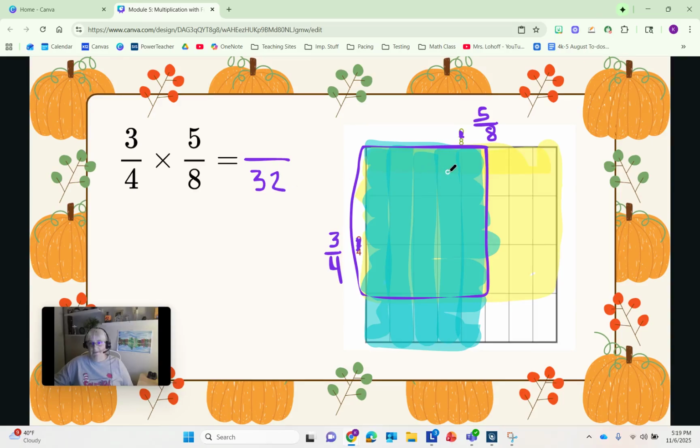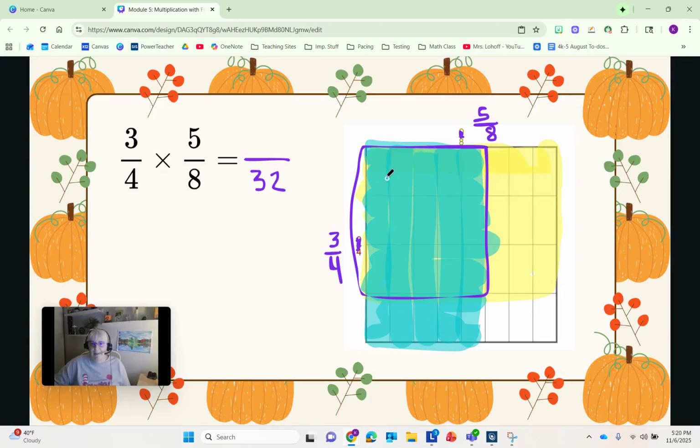1, 2, 3, 4, 5, 6, 7, 8, 9, 10, 11, 12, 13, 14, 15, 16, 17, 18, 19, 20, 21, 22, 23, 24, 25, 26, 27, 28, 29, 30, 31, 32. So all together there's 32.